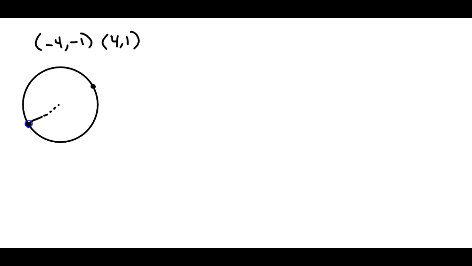And so it's the endpoints of a diameter. Remember, a diameter goes through the center of a circle. To write the equation of this circle, we need the center and we need the radius. So I'm going to start by finding the center of this circle. Why? Because I know since this is a diameter, the center must be exactly halfway between the two endpoints. So I need to find the midpoint.